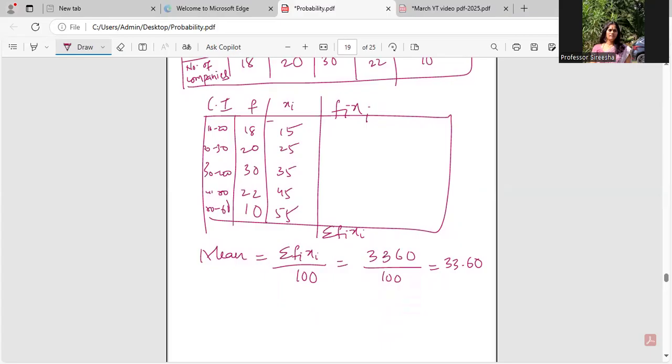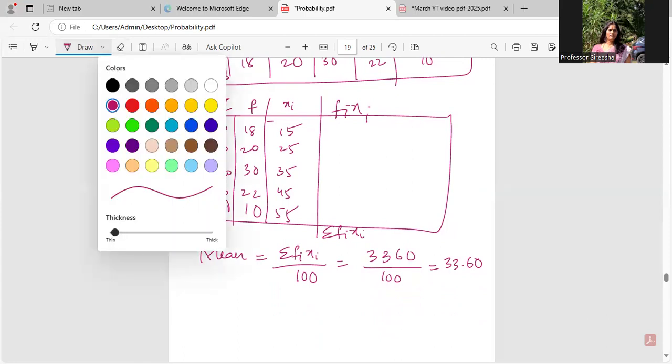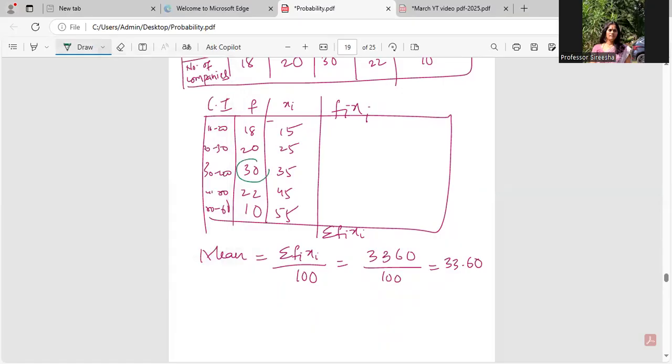For which I'll find the maximum frequency. Maximum frequency would be what? Among 18, 20, 30, 22, 10, the maximum frequency would be 30. The class interval of the maximum frequency is 30 to 40. Now, L would be what? L is 30, the lower limit of the class. And h is the difference between each class interval, which is 10.